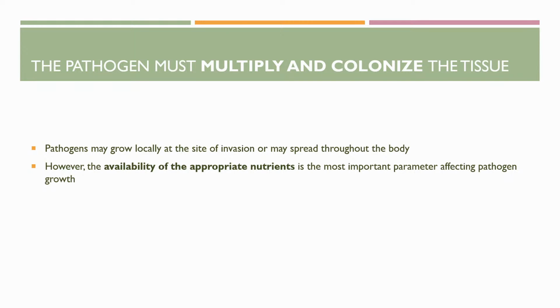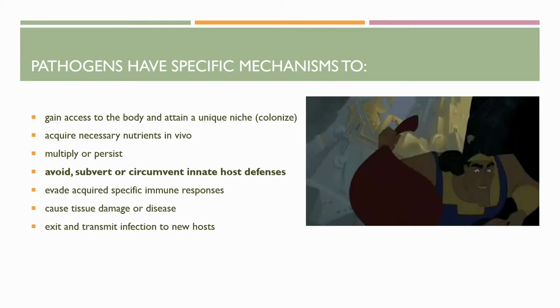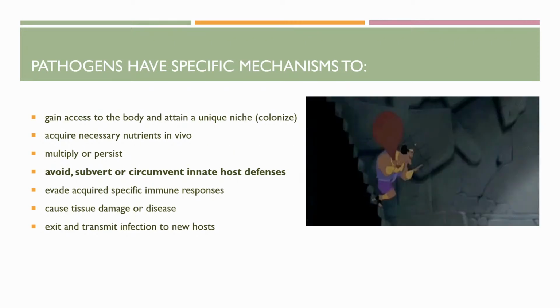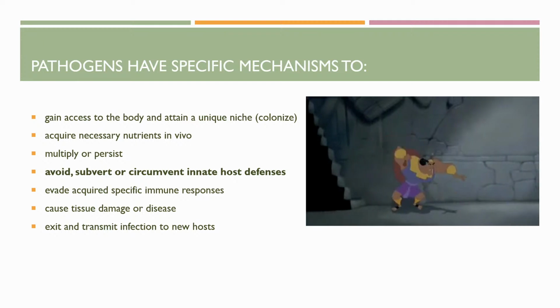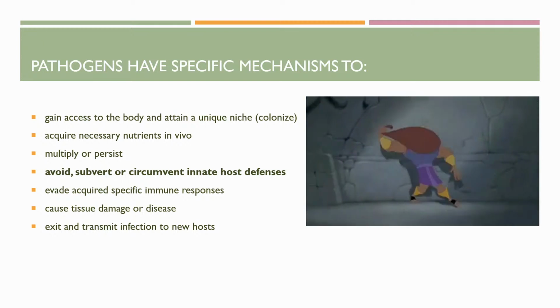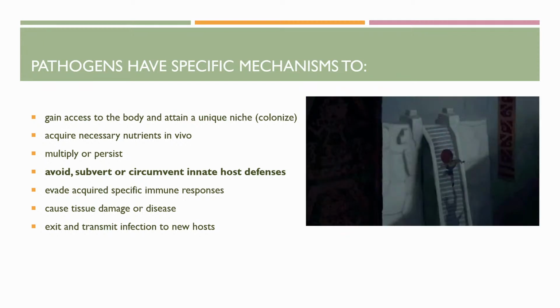Okay, so they'll grow locally, or they could spread throughout the body, which is the worst case scenario. But the availability of the appropriate nutrients is what's really important here. I had more on this, but I didn't want it to get too tricky, so I'll just leave it there, and we can move on to the next step for the pathogen, which is now that it's multiplying and persisting in that area.